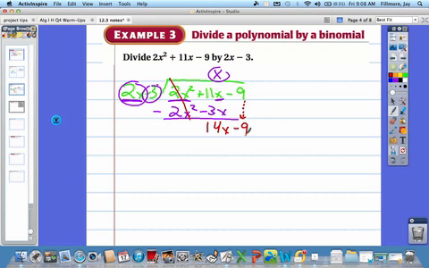All right, so the first piece is done. Now we're looking at our 14x. How many times does 2x go into 14x? Or in other words, what's 14x divided by 2x? And that's going to give us an answer of 7. So 7 times our 2x is 14x, and our 7 times our minus 3 is minus 21.